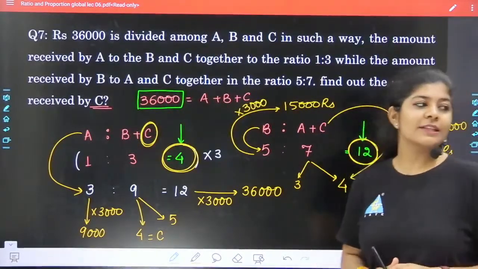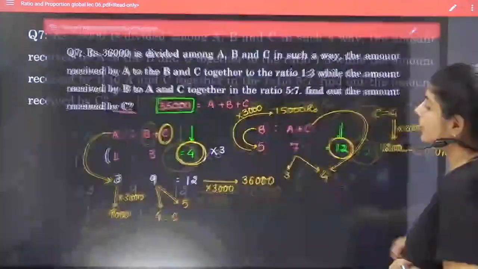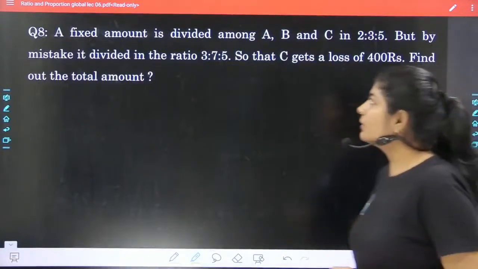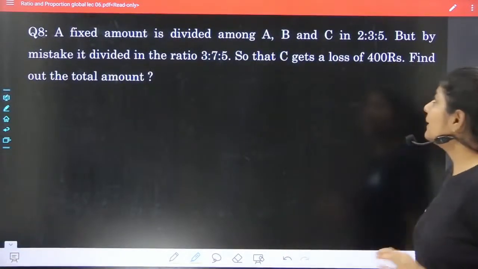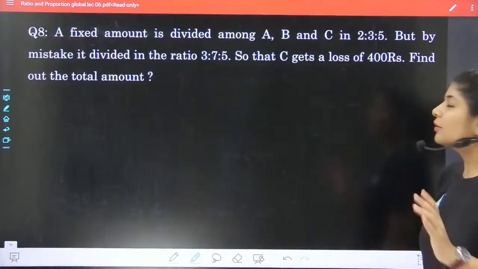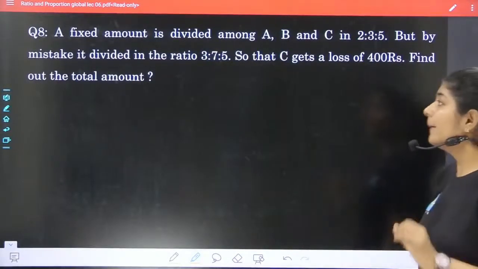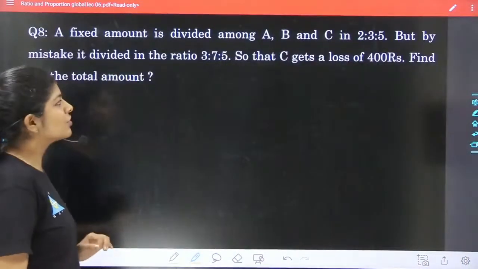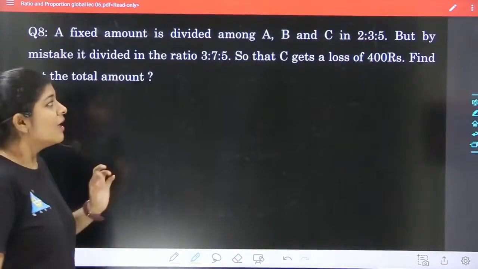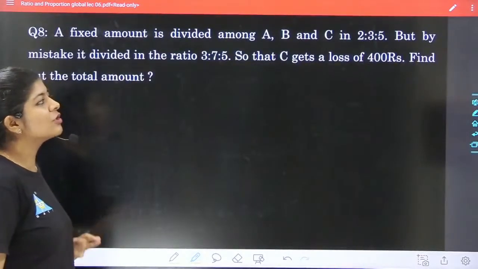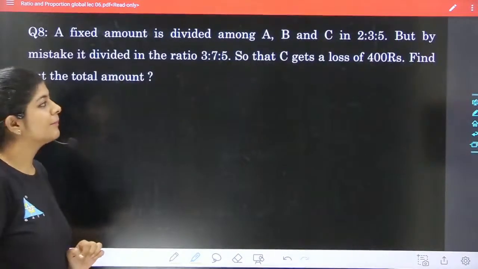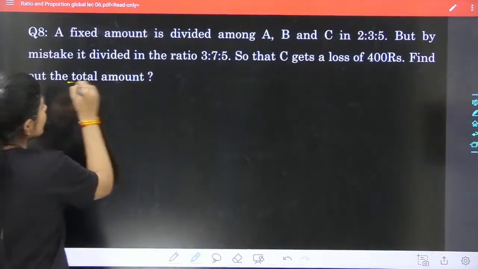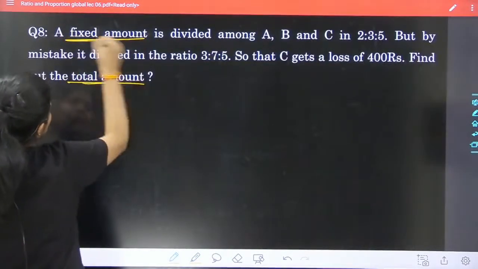Okay. Now let's move to the next question. Question number 8. A fixed amount is divided among A, B and C in 2:3:5. But by mistake, it was divided in the ratio 3:7:5, so that C gets a loss of rupees 400. Find the total amount. What I have to do, I have to find out this total amount, or we can say this fixed amount.